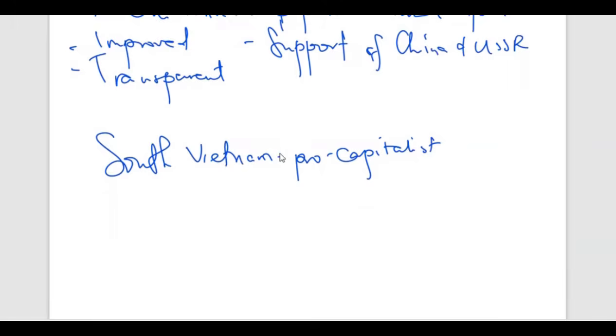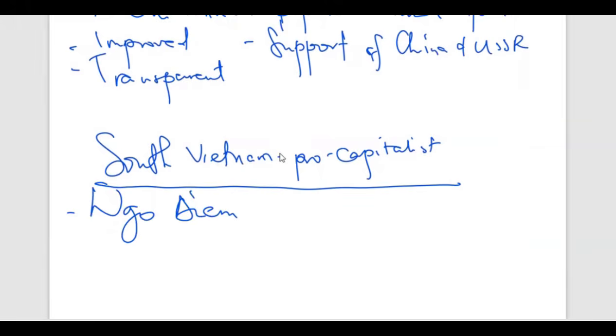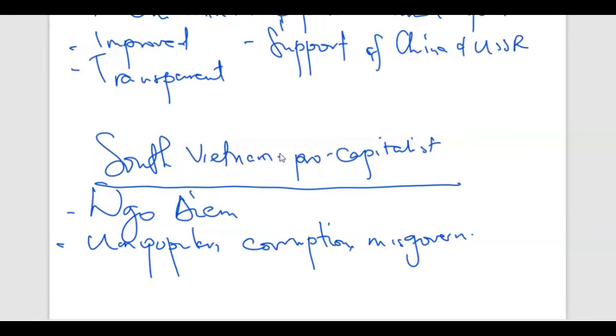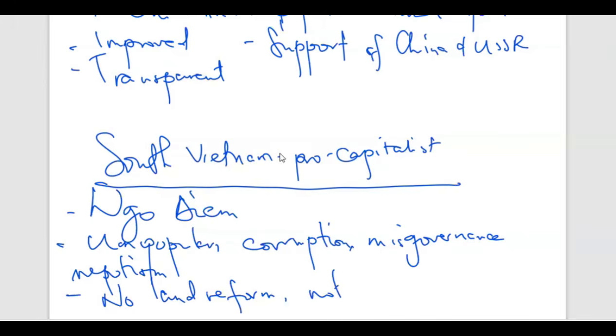And in the South, what was happening? This was a pro-capitalist government. It was led by Ngo Diem. The government was unpopular. There was corruption. There was misgovernance. There was nepotism. No land reform was instituted. No attempt, no attempt to improve education.